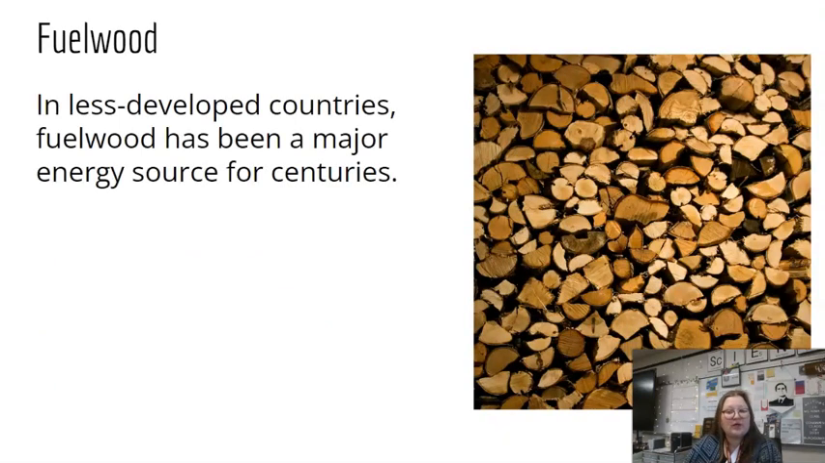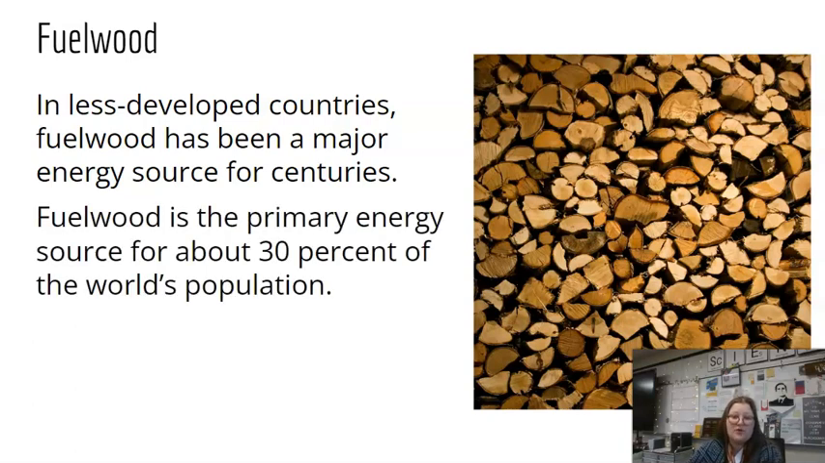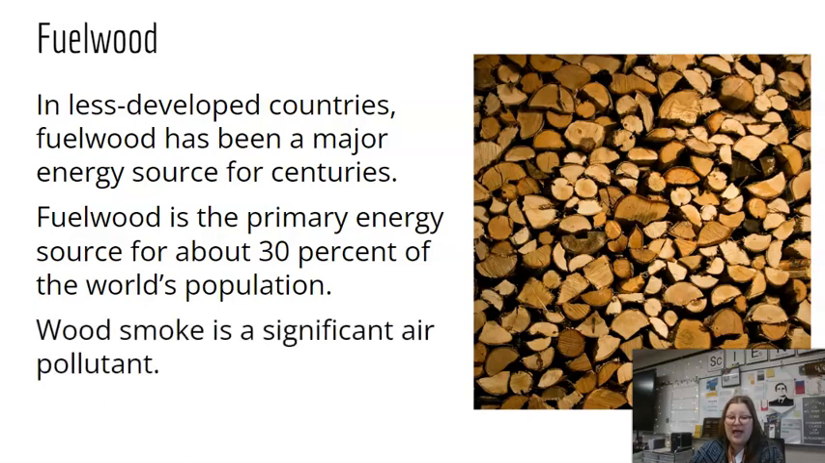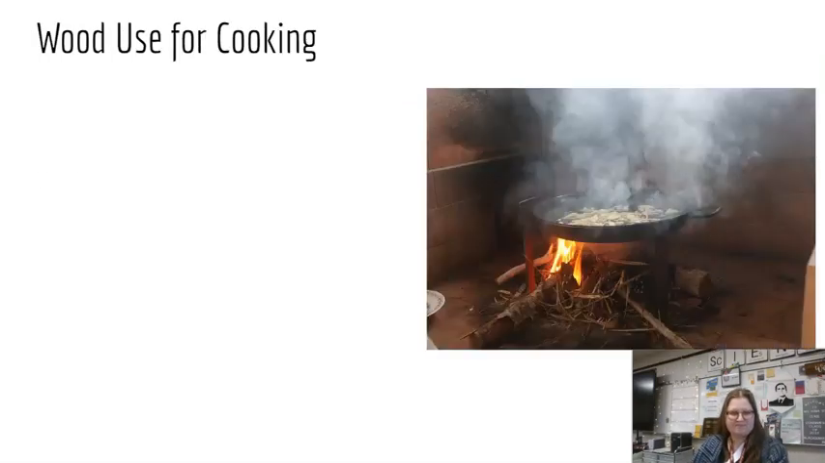So let's start with fuel wood, because it's probably what we're the most familiar with. In less developed countries, fuel wood has been a major source for centuries. Fuel wood is the primary energy source for about 30% of the world's population. And wood smoke is a significant air pollutant. As we're in industrialized countries, we're concerned about the pollutants of burning fossil fuels. When we are burning fuel wood, it does not burn cleanly. There's still smoke and soot and pollutants that come off of that.